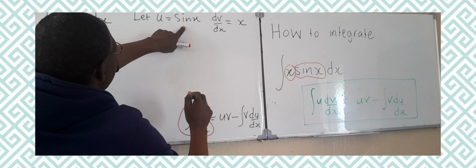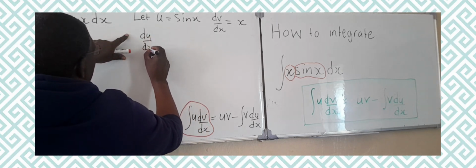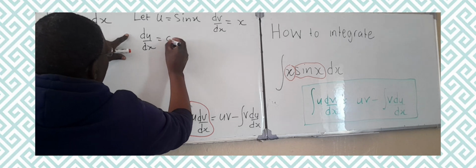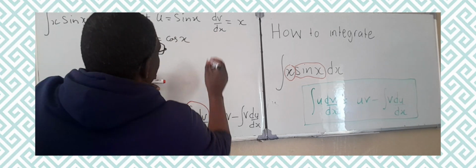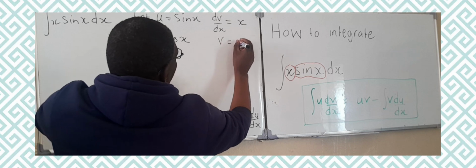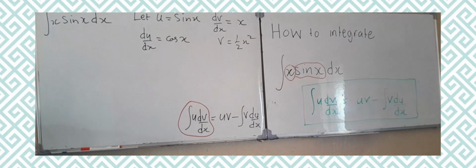Let me differentiate this with respect to x. du/dx is equal to, of course, cosine of x. I will integrate that now. v is equal to half x squared. I'm sure you are beginning to smell trouble here.